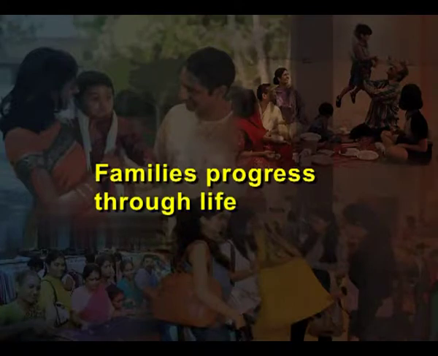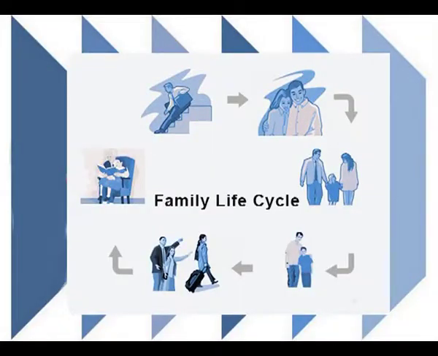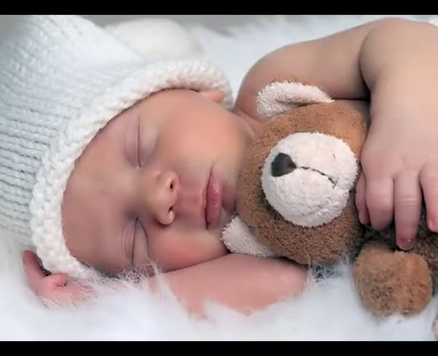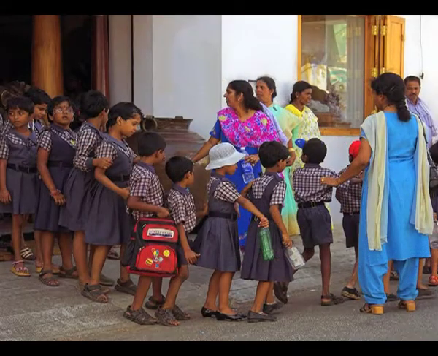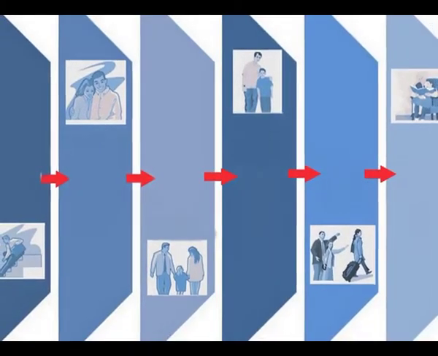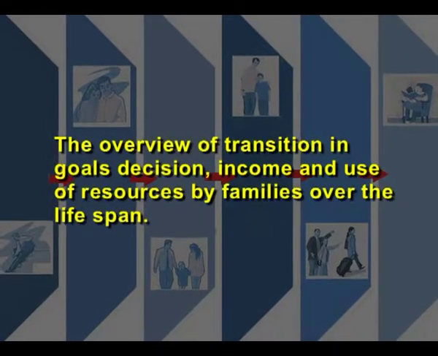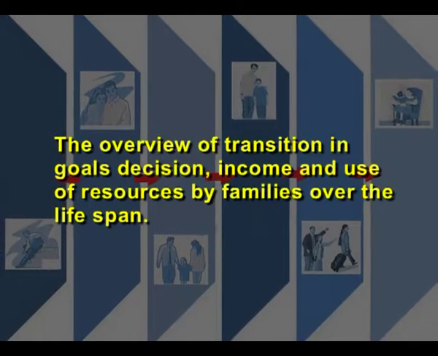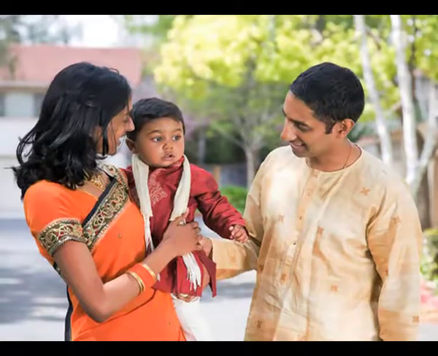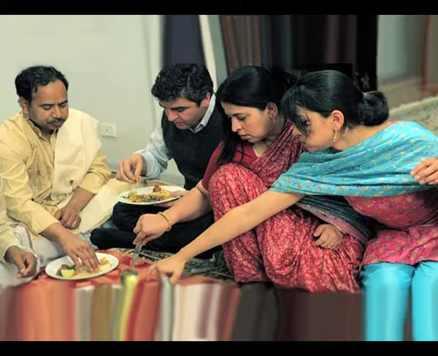Now we will learn about the family life cycle. Families progress through life. That is, there are stages from the formation to the dissolution, which is described as the family life cycle. Usually, in a family life cycle, children are born, they attend school, they leave home, and one or both are retired. It also helps in the overview of transition in goals, decisions, income, and use of resources by families over the lifespan. Family life cycle reflects general relationship between the generations, and it can be viewed as a flow rather than a precise linear set of stages.